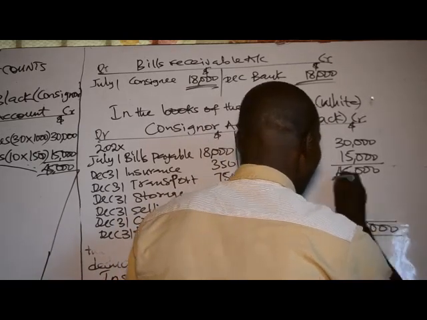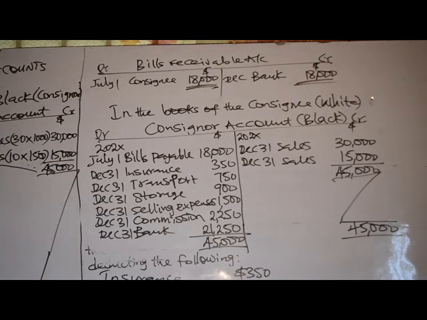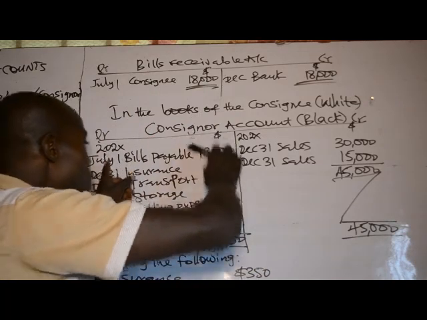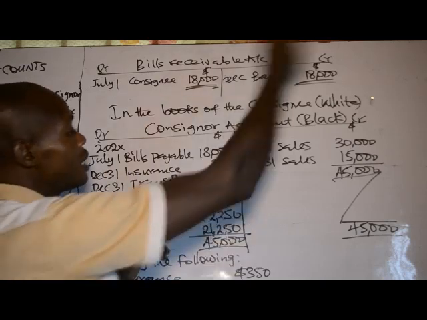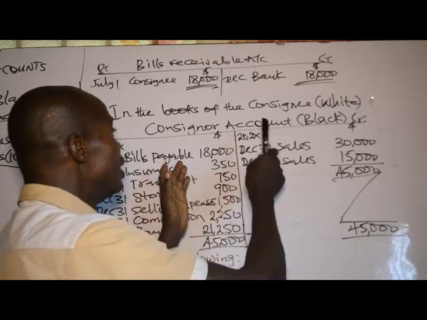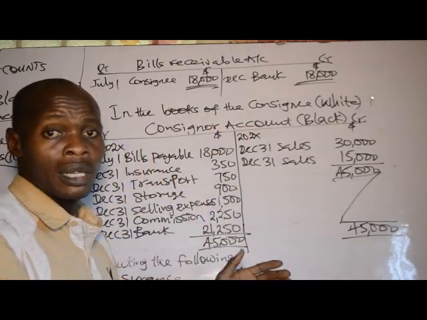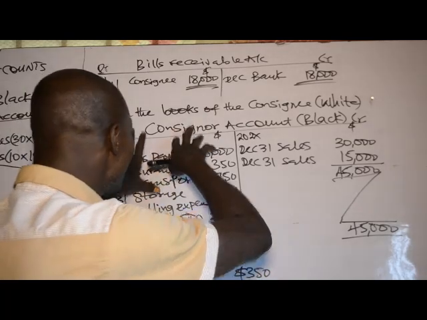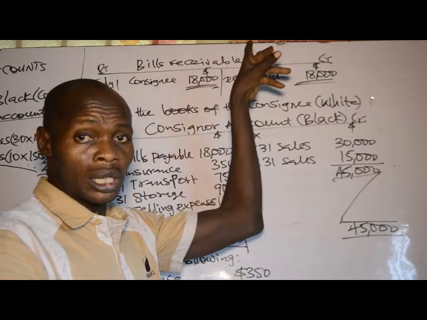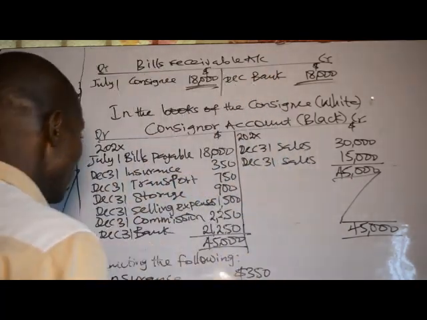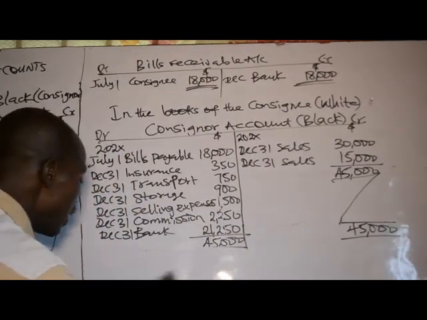I transferred all these items directly from the consignee account. That means the same items were debited. No, this is the consignor account. The same items you have at the debit side in the consignor account here were credited to the consignee account. And the same items that were credited here were debited to the consignee account. That means the consignor and the consignee accounts are opposite to each other. The same items will be recorded in the two accounts, just that those items that take a debit entry here will take a credit entry in the consignee account, and those items that take a credit entry in the consignor account will take a debit entry in the consignee account.